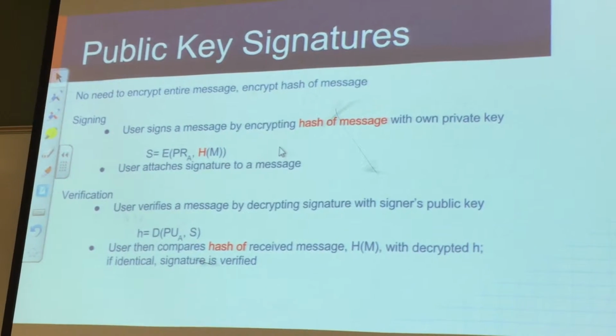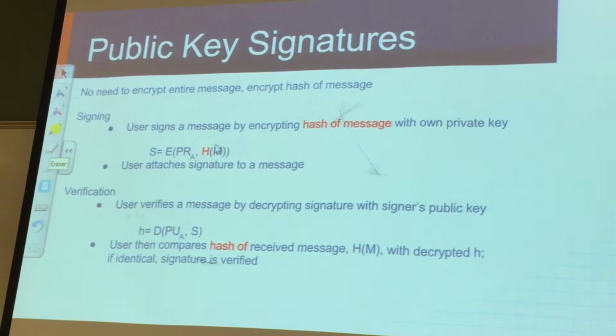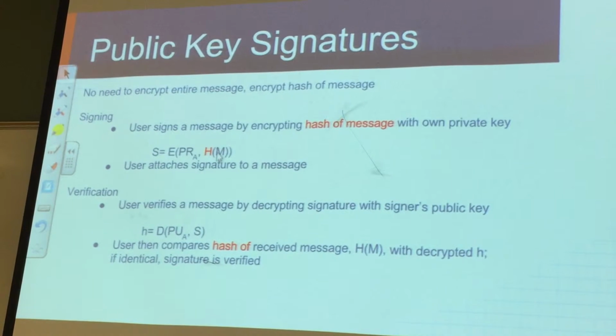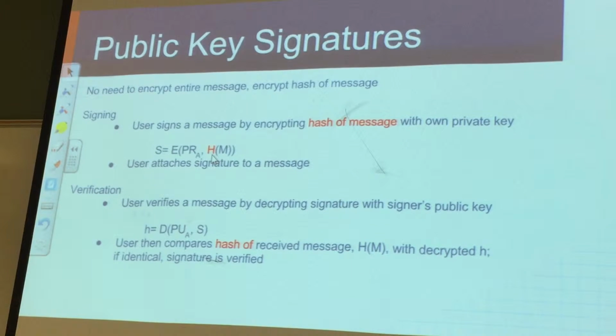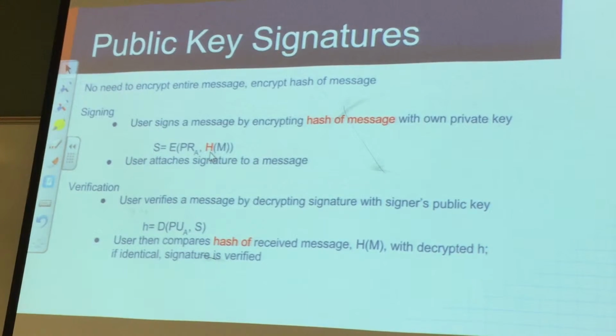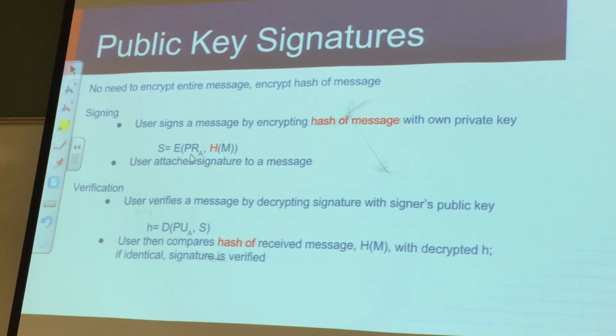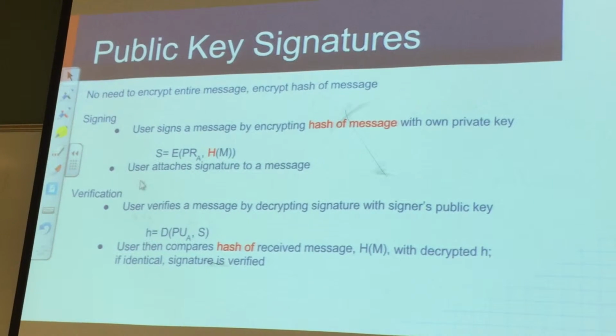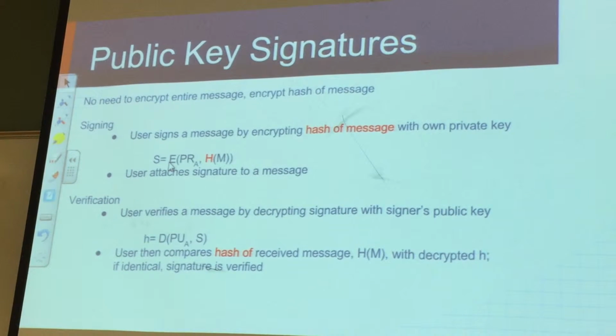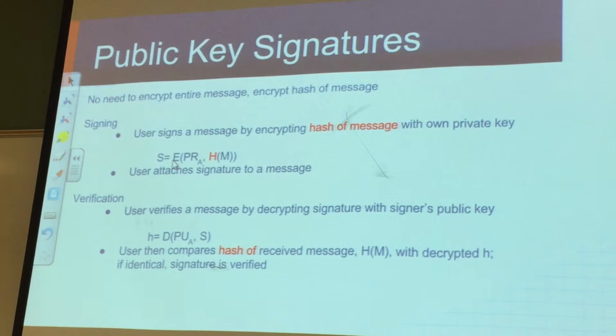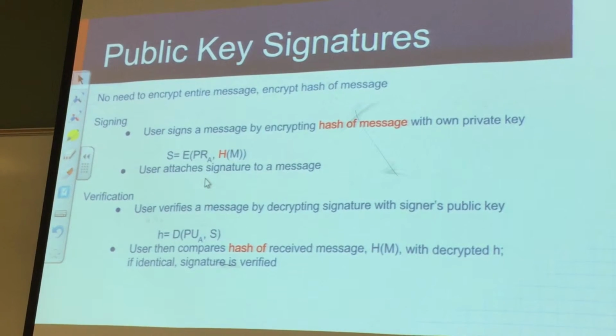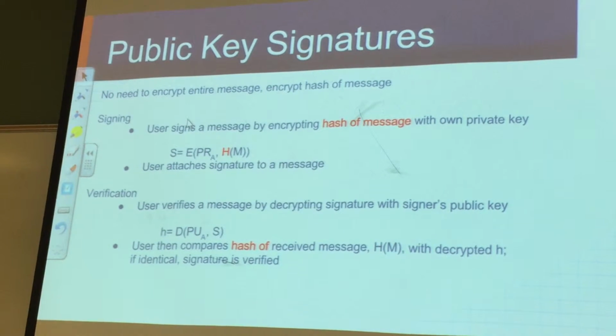So the way we read this is from right to left. Generate a hash of that file, encrypt it using the private key of the sender, and then the output S is the signature. Then you send the file attached with the signature to the receiver.